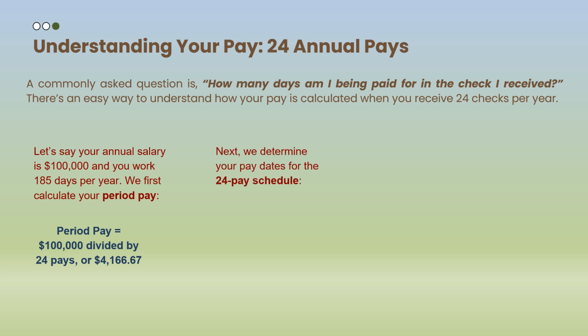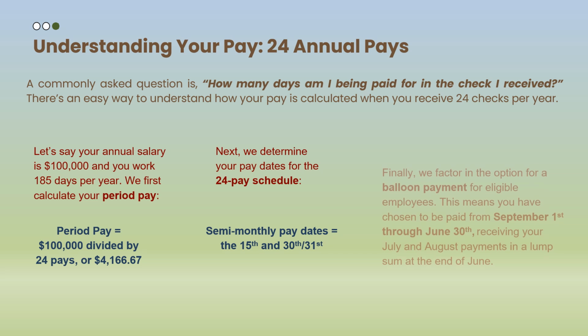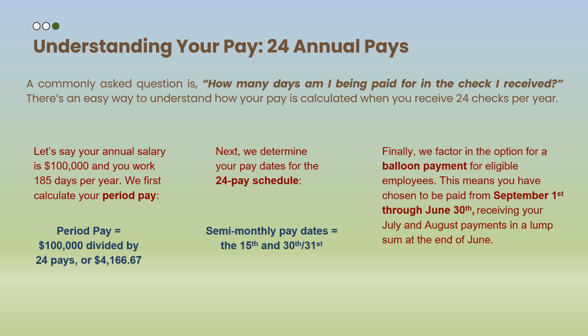Next, we determine your pay dates for the 24 pay schedule. Semi-monthly pay dates are the 15th and 30th or 31st of each month. Finally, we factor in the option for a balloon payment for eligible employees. This means you have chosen to be paid from September 1st through June 30th, receiving your July and August payments in a lump sum at the end of June.